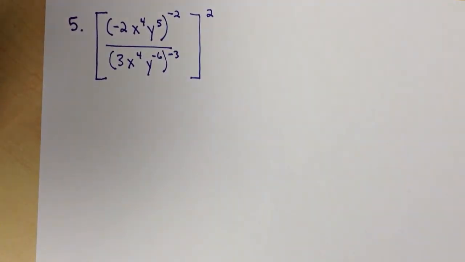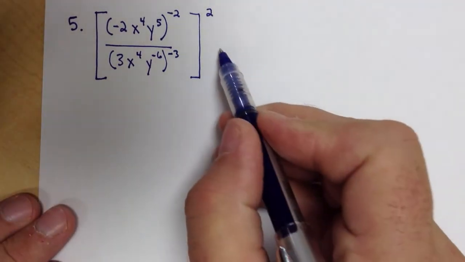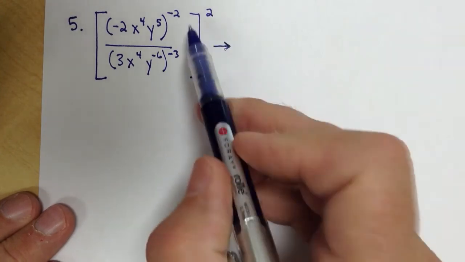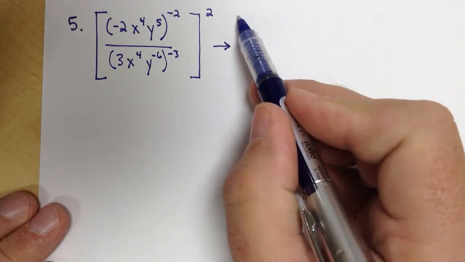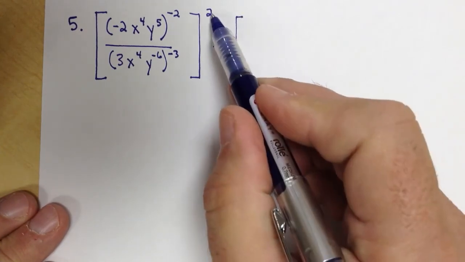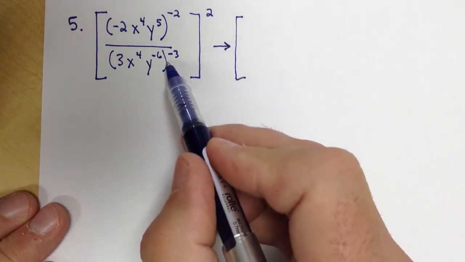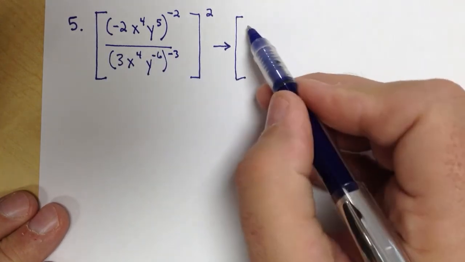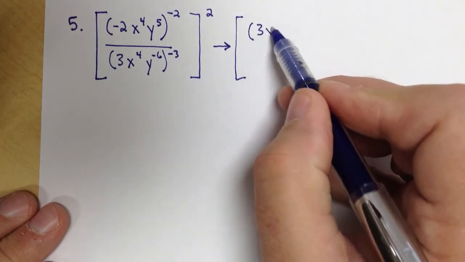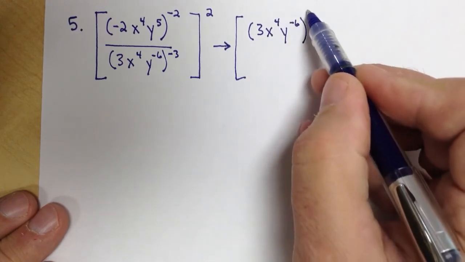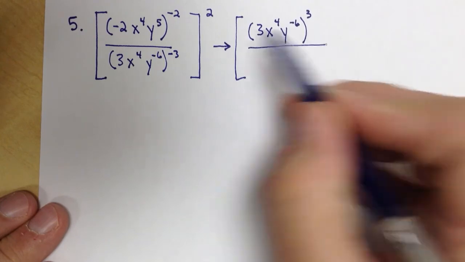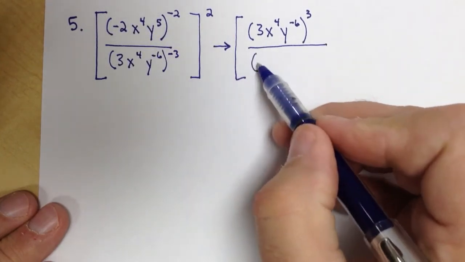And number 5. A couple ways you can do this. The first thing I'm going to do is I'm going to take care of this negative exponent. And I'm not going to touch this exponent. So I can move this entire thing to the top. And then I get a positive exponent. Move this entire thing to the bottom.